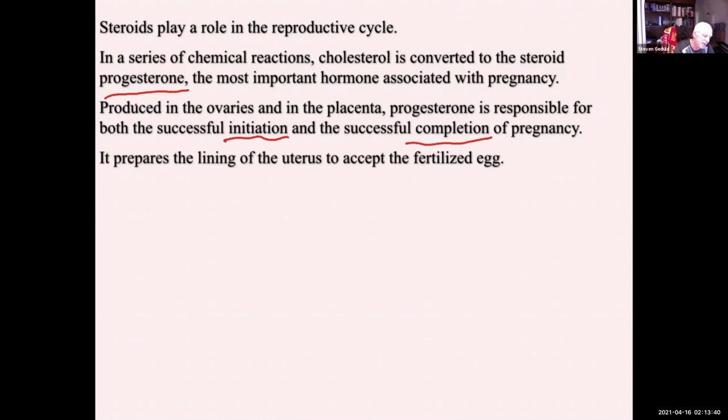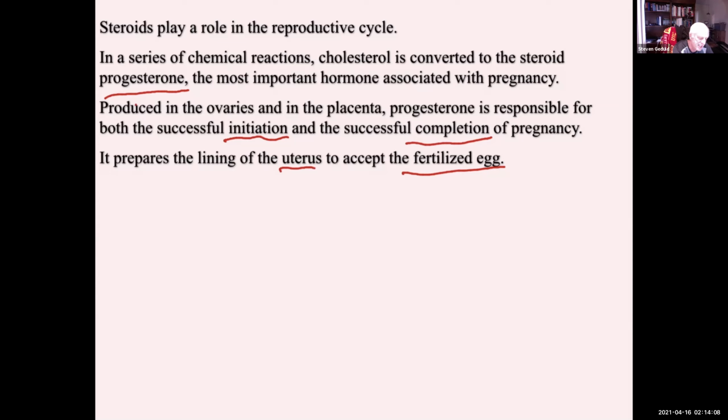It prepares the lining of the uterus to accept the fertilized egg. Fertilization does not occur in the uterus. Fertilization occurs in the uterine tubes up by the ovaries. That's where fertilization occurs, and the egg starts to expand, multiplying over and over again. It releases progesterone, which gets the uterus ready, so when it comes down 3 or 4 days later towards the uterus, it can bind into the wall.